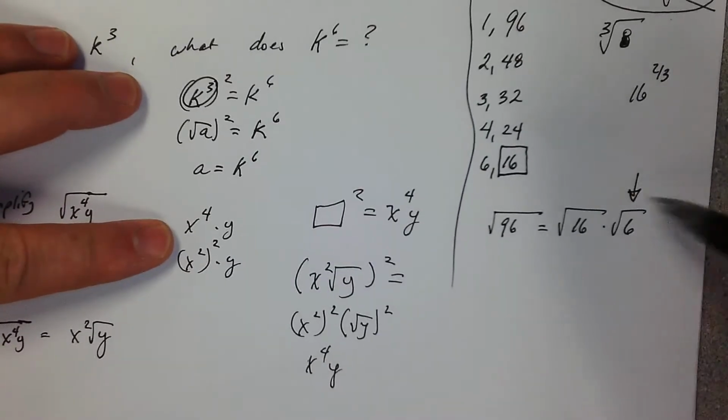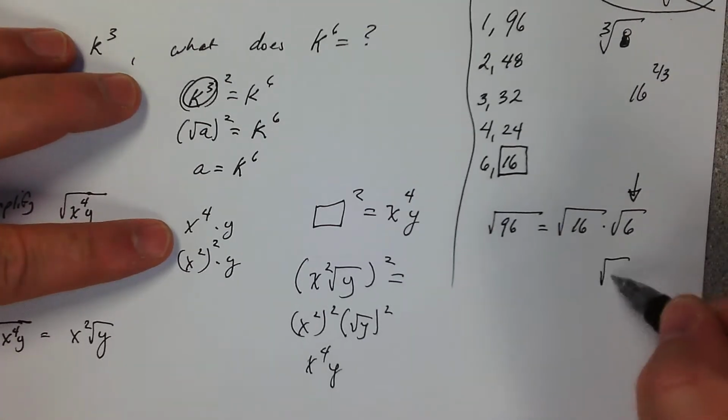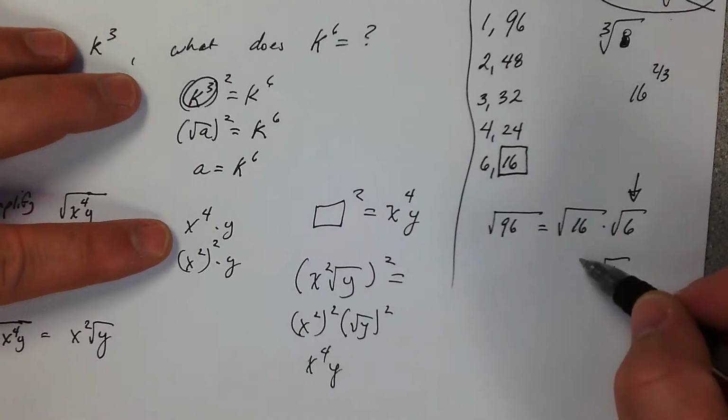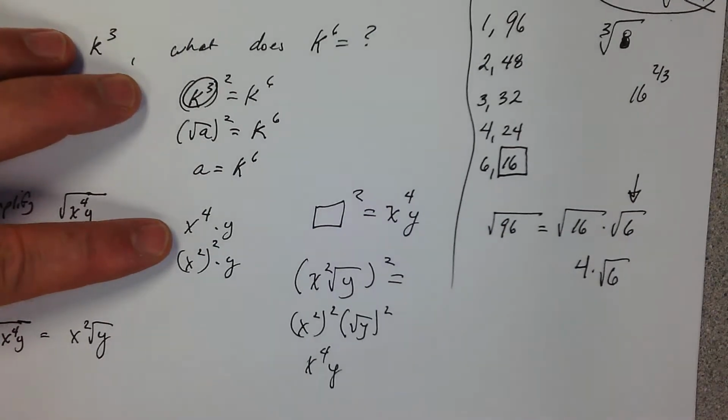This number right here says, hey, what number times itself is 6? Well, that's the square root of 6. We don't know. It's irrational. But what number times itself is 16? Well, that's 4. Boom, done.